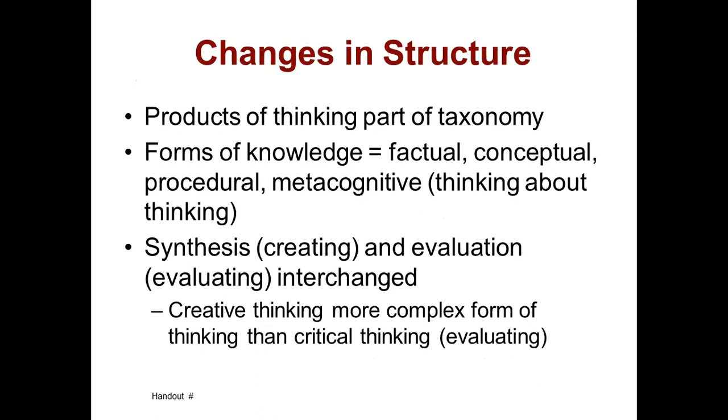Right? And changes in structure, products of thinking, part of taxonomy, forms of knowledge, right? They are equal to factual knowledge, conceptual knowledge, procedural knowledge, metacognitive knowledge, right? Metacognition means thinking about thinking. If you think about your thinking process, that is metacognition, right? Synthesis, now we have changed to creating, and evaluation have swapped their places. They have interchanged. Creative thinking, we believe that it is more complex, right? So creative thinking is a more complex form of thinking than critical thinking, that is evaluating.